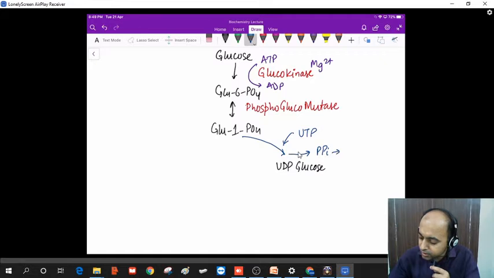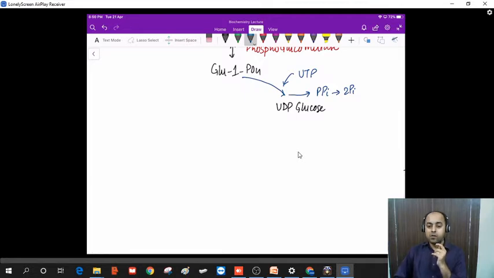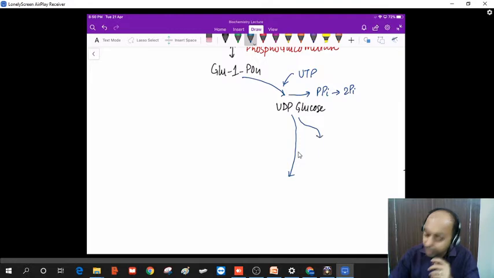The pyrophosphate is thrown out. Alright, so glucose 1 phosphate has now been converted into the UDP glucose. The UDP glucose has two possible fates. Either it combines or attaches to the glycogenin. In that case, it will form the glycogen primer.